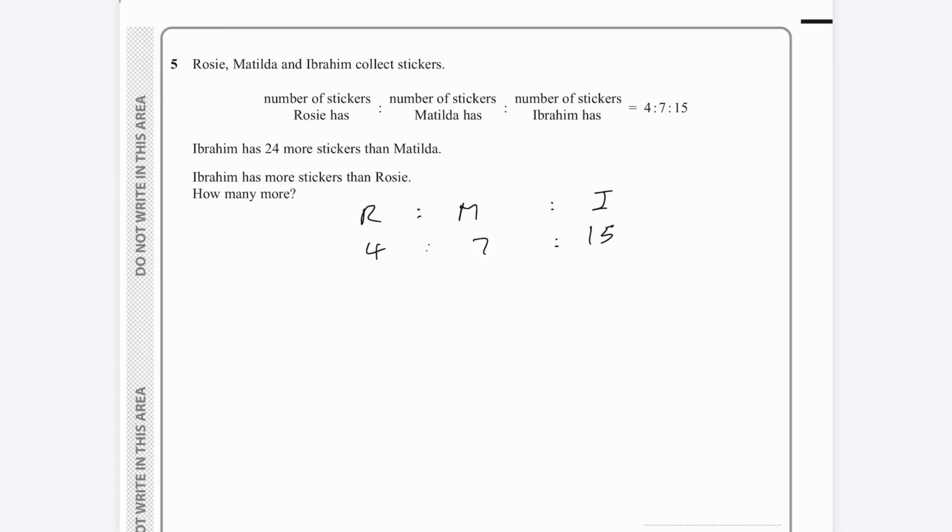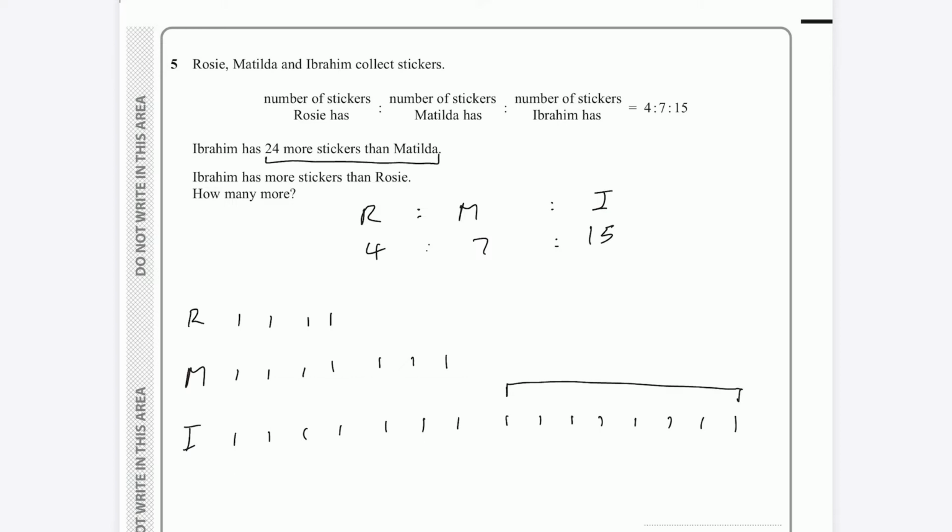Now you can look at this question in parts. So what do I mean by parts? We have Rosie, she has 1, 2, 3, 4 parts. We have Matilda, she has 1, 2, 3, 4, 5, 6, 7 parts. And then we have Ibrahim finally, who has 15 parts. So we know that Ibrahim has 24 more stickers than Matilda. So this bit here is the extra. So these 8 parts are equal to 24. How do we know that? Because of this line here. It's saying he has 24 more stickers than Matilda. So 8 parts is 24, which then means that 1 part represents 3.